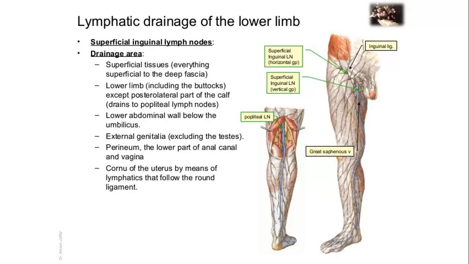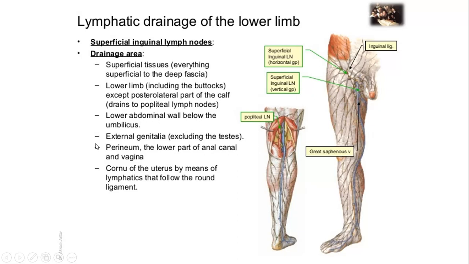So regarding the skin, there are superficial lymphatics that drain mainly the skin of that area, and that drainage area is the superficial tissue, everything which is superficial to the deep fascia. So in the lower limb, including the buttock, except the posterolateral part of the calf, this area, which drains to the popliteal lymph nodes.